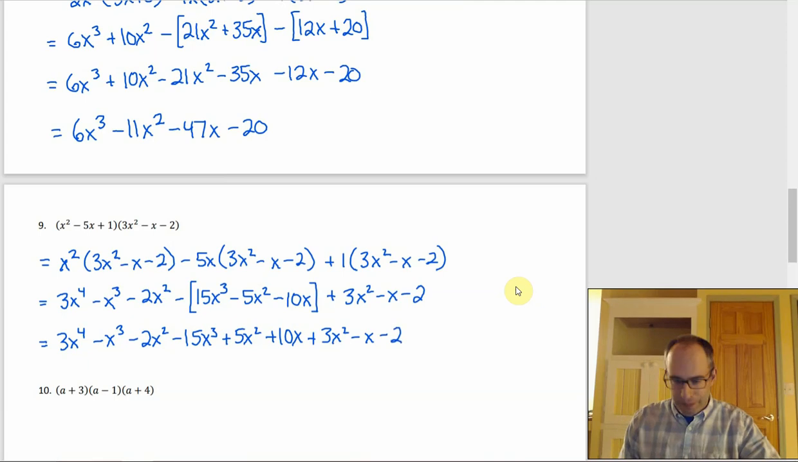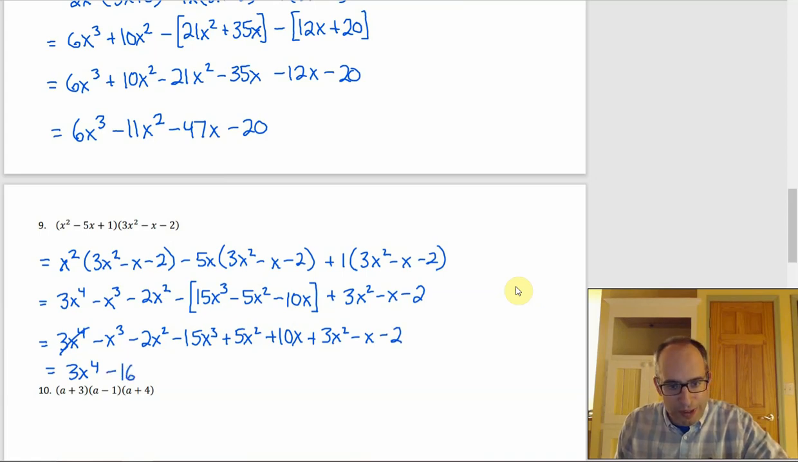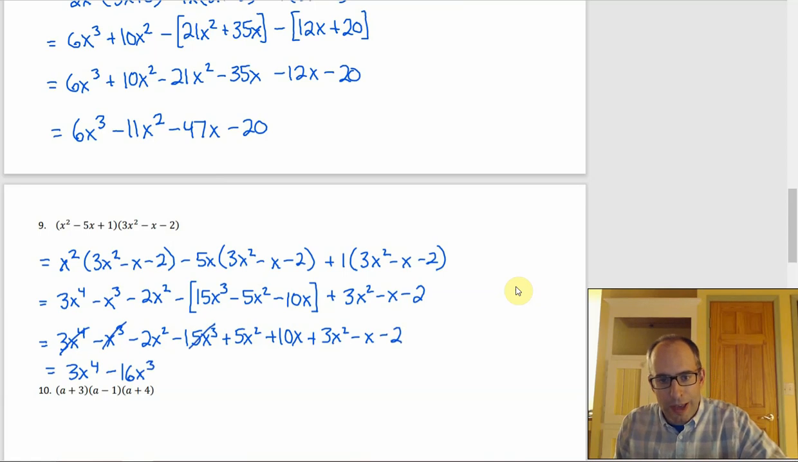All right, this might be one to kind of X out terms as you go. So there's only one term with x to the 4th in it. We'll get that one out of the way right off the bat. X cubed, there's a minus x cubed, then a minus 15x cubed. All right, minus 1 minus 15 is minus 16x cubed. So that's out and that's out.